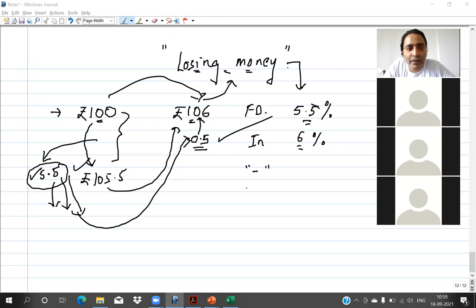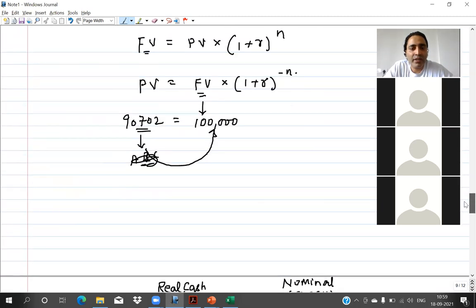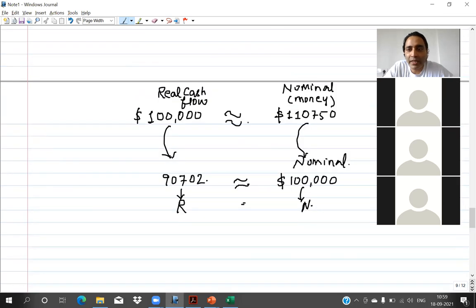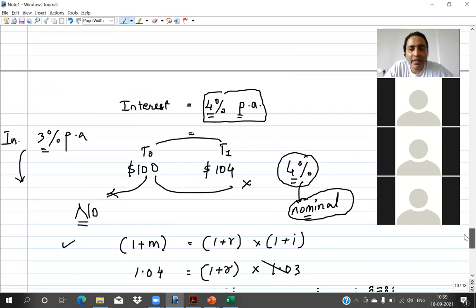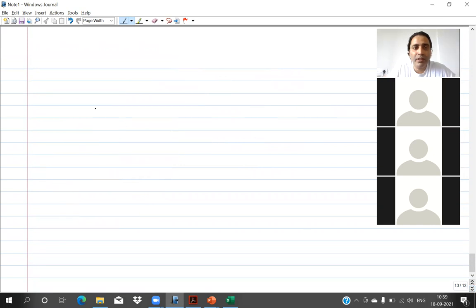ठीक है ग्रेट. सो हमने क्या सीखा? वी स्टडीड वॉट इज रियल कैश फ्लो, वॉट इज नॉमिनल कैश फ्लो. वी ऑल्सो स्टडीड वॉट इज रियल रेट, वॉट इज नॉमिनल रेट. ठीक है. वन वेरी इंपॉर्टेंट थिंग आई वुड वॉन्ट to take your attention to is the formula.